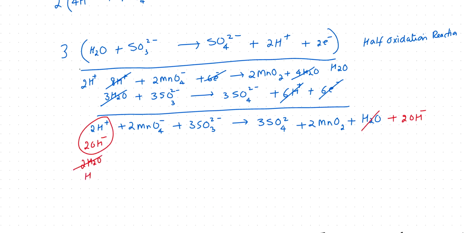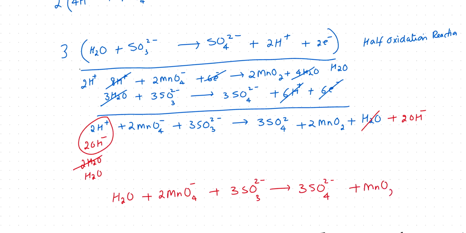Now we write the whole equation: H2O plus 2 MnO4 negative plus 3SO3 2- gives 3SO4 2- plus MnO2 plus 2OH negative. So this reaction is in basic solution.